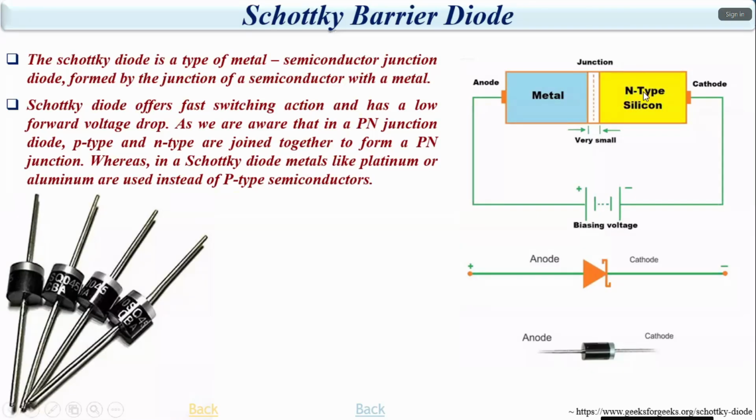So, as our material was semiconducting, we used our material in place of this n-type silicon and metal for the fabrication of these Schottky barrier diodes. It offers fast switching action and has a low forward voltage drop, whereas p-type and n-type join together to form a p-n junction. And we used silver or aluminum electrodes as the metal instead of p-type semiconductors.